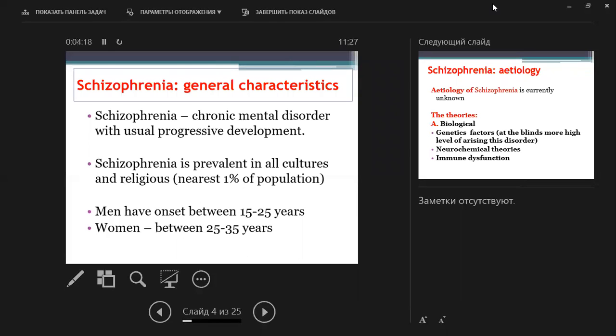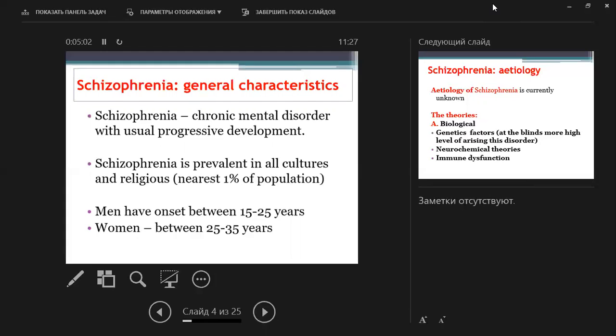Schizophrenia, general characteristics. Schizophrenia is a chronic mental disorder with usually progressive development. Maybe many students, and many people, know this even without studying psychiatry. For example, when a relative addresses us, the first question is: is it schizophrenia or not? A lot of people understand that schizophrenia is a very serious, chronic, and very negative mental disease, and all people are afraid of this disease.